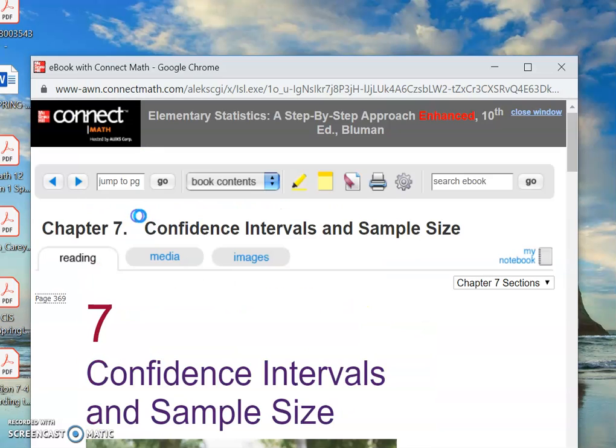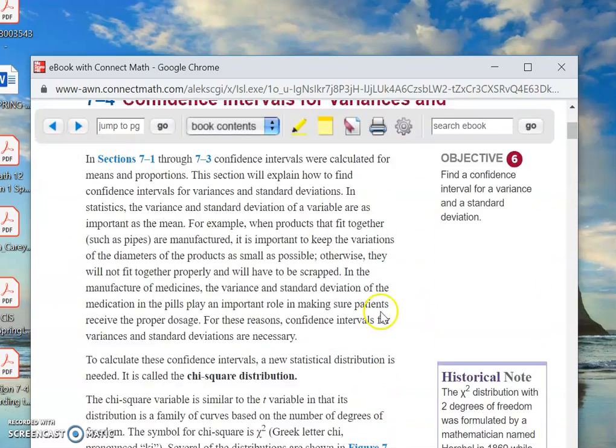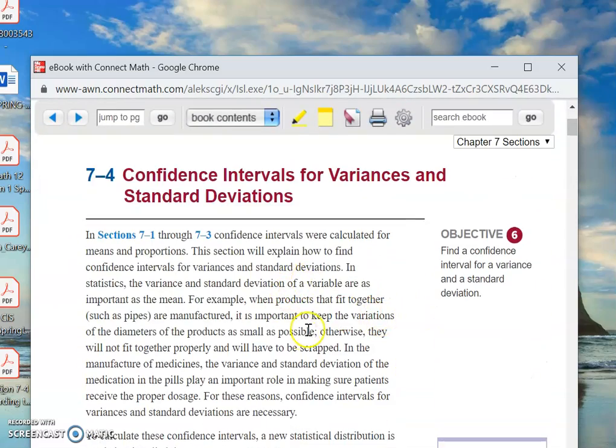Okay, so let me go to that section, 7-4. And the author discusses here why do we need to know this? Why is the standard deviation of a variable sometimes just as important as the mean? A common example that we use is quality control in a factory. We want to make sure that all the parts are going to fit together. So we may have the average size, but we want to know what the variability is. So we want to be able to estimate that. And in order to estimate that, we have to use the techniques that are in section 7.4.